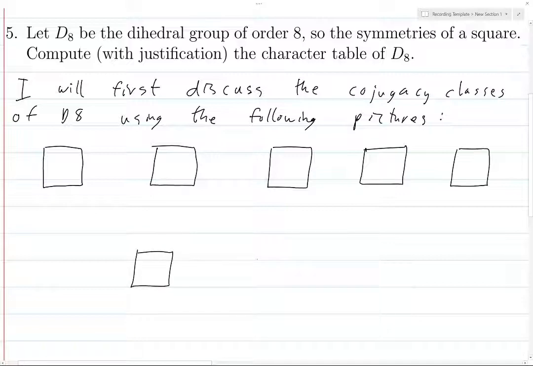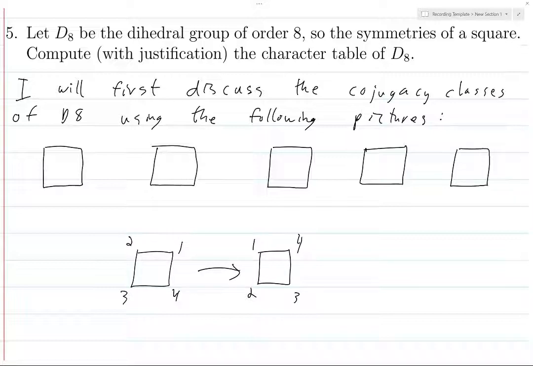So, for example, by the way, the reason I'm doing this first is because I'm drawing a lot, and if I were to do this later on, I don't think it would work. My computer would explode. So, anyways, consider this one. We go from this square to this square. This is obviously an element of D8 because it's a symmetry of the square. But what have we done here? The way you get from the first square to the second one is that you just rotate it counterclockwise 90 degrees, or pi over 2.